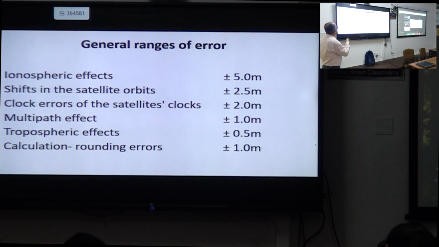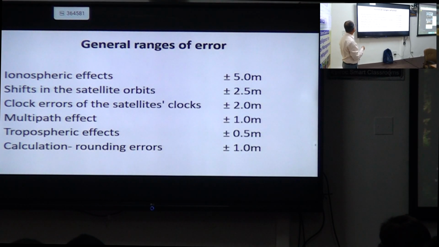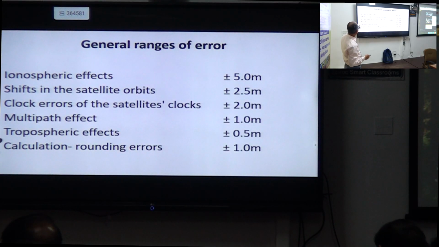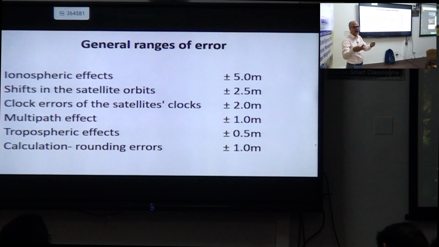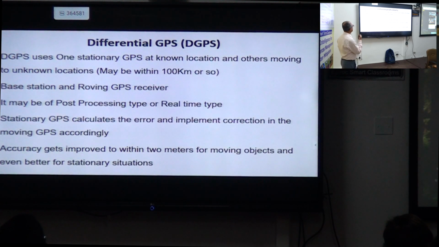And these are of course general ranges, and now with dual frequency this has come down, but this is an old slide I made. Ionospheric effect can go to 5 meters, shift in the satellite orbit can go to 2.5 meters. Similarly, the calculation rounding error can go to 1 meter. These are some typical errors. Tropospheric effect can take it to 0.5 meter, and multipath effect can go to 1 meter. These come from different studies. We have not done any study on that directly, but this is what is possible. So we should be careful on that aspect.